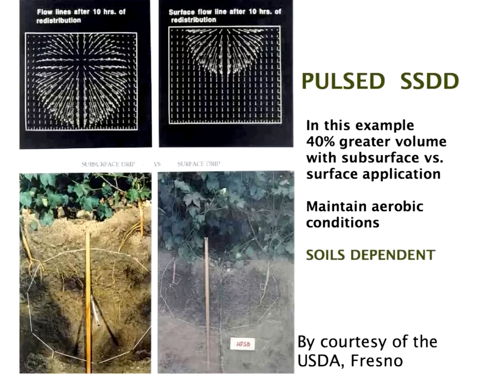All right, let's go on and talk about what's happening. Now, these pictures are very, very old. The US Department of Agriculture in Fresno did them. Here's a dripper under the ground, and here's a dripper on the ground.